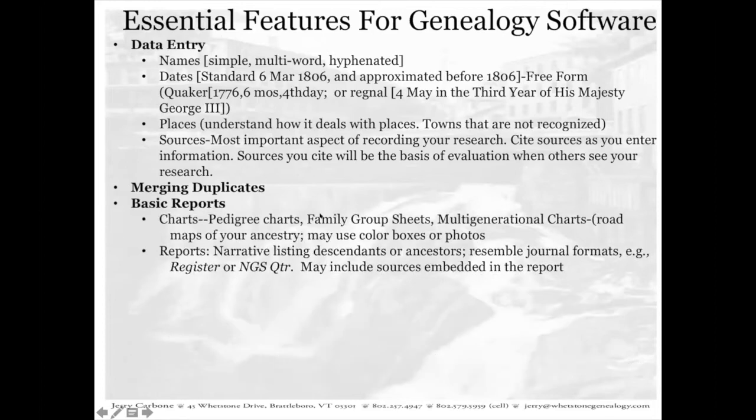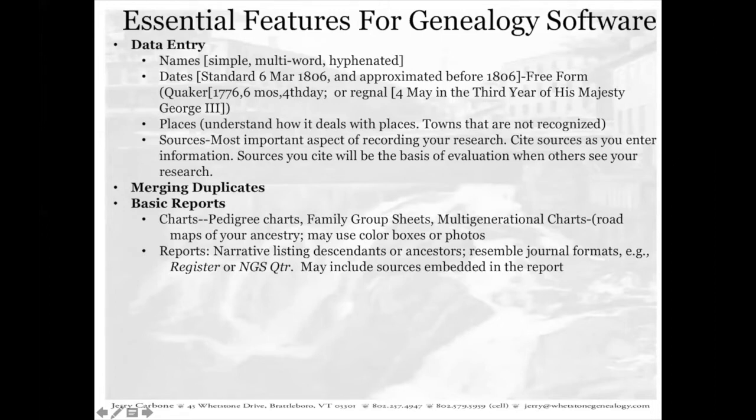Basic reports is important. Obviously, you want to get this output in some way. So there are charts, pedigree charts, family group sheets, multi-generational charts, and these are roadmaps to your ancestry. And many programs use color boxes and photos to make the reports and charts more fancy or easier to read.